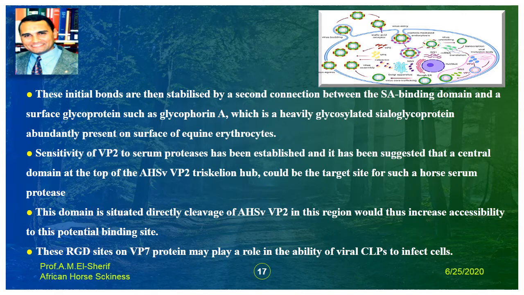These are GD sites on the VP7 protein, which may play a role in the ability of viral cores to infect cells.